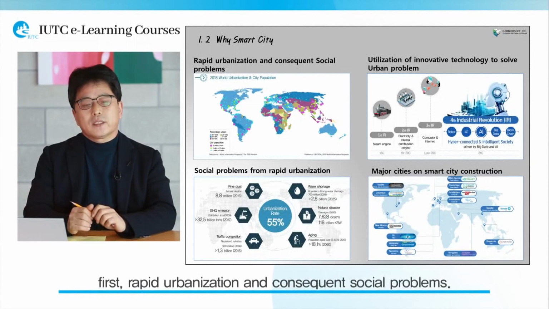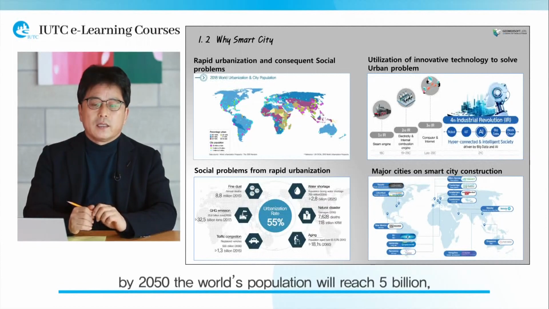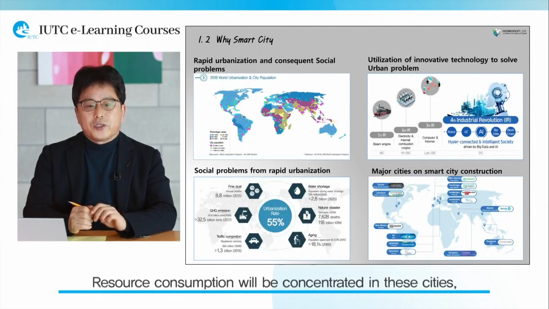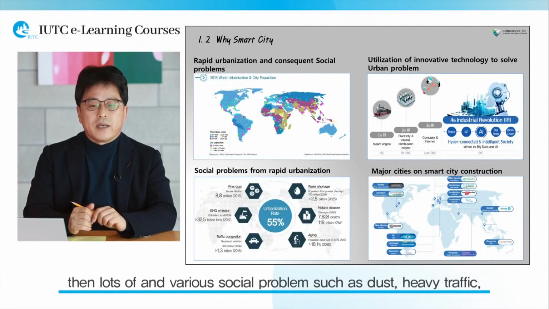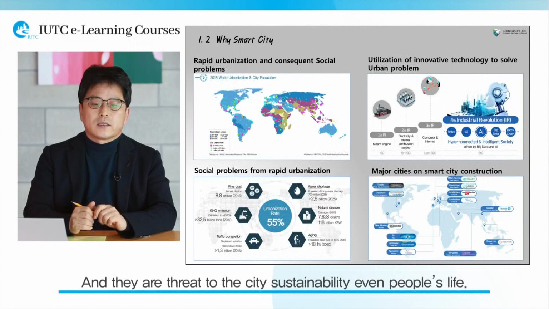Why is a smart city necessary? It is because, first, of rapid urbanization and consequent social problems. According to the UN report, by 2050 the world's population will reach 5 billion, and 70% of the people will live in urbanized areas. Resource consumption will be concentrated in these cities. Then lots of various social problems such as dust, heavy traffic, water pollution, and disasters will accompany urbanization, and they are a threat to the city's sustainability and people's lives.